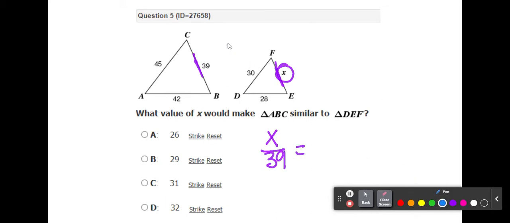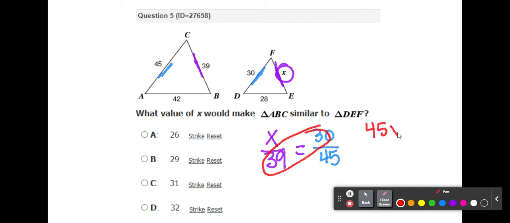It doesn't matter which ones you use. Like you could use the 30 over the 45 or the 28 over the 42. You will still get the same answer for x because they're similar. So I'm going to do 30 over 45, and then I'm going to cross multiply. So 45 times x should be equal to 30 times 39, which is 1,170.